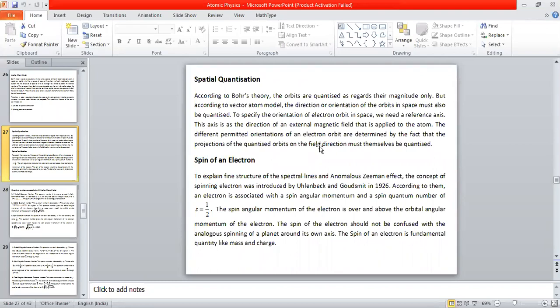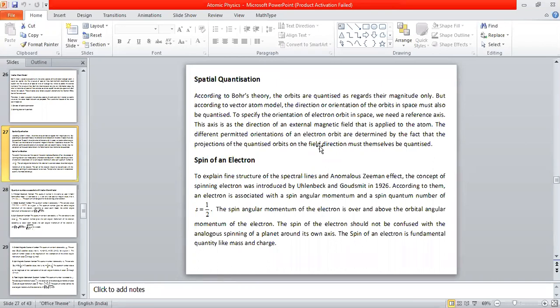If the direction of the vector is pointed anywhere in the three-dimensional space, then it is not quantized. But spatial quantization says that the direction of the vector in the three-dimensional space cannot orient itself in any random direction.